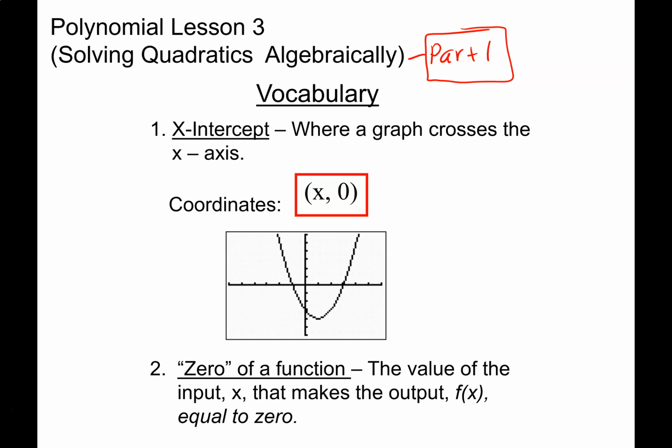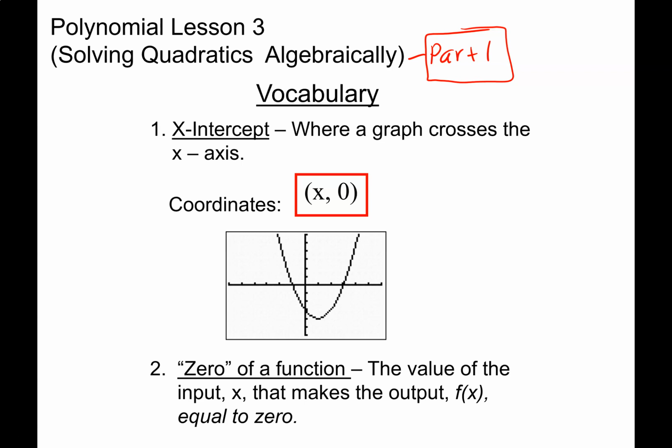Okay, so today we're going to talk about solving quadratics algebraically. There are many techniques you can use with a graphing calculator, and such like that, but I'm going to focus on the algebraic approach. I'm going to break this into two parts. This first part, we're going to focus on solving by factoring and a little thing called completing the square.